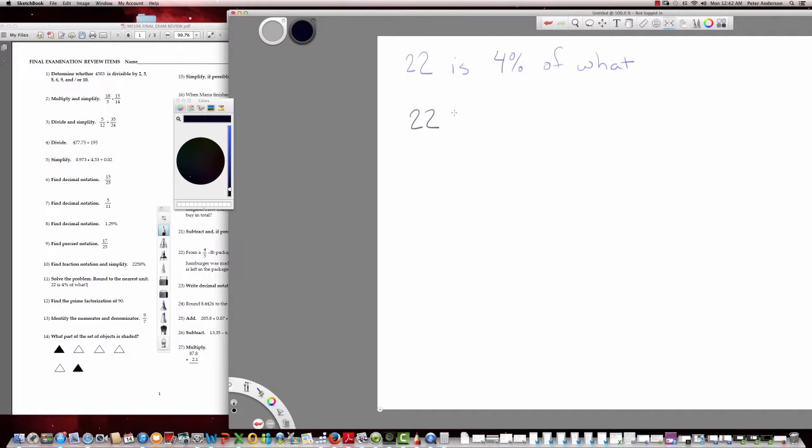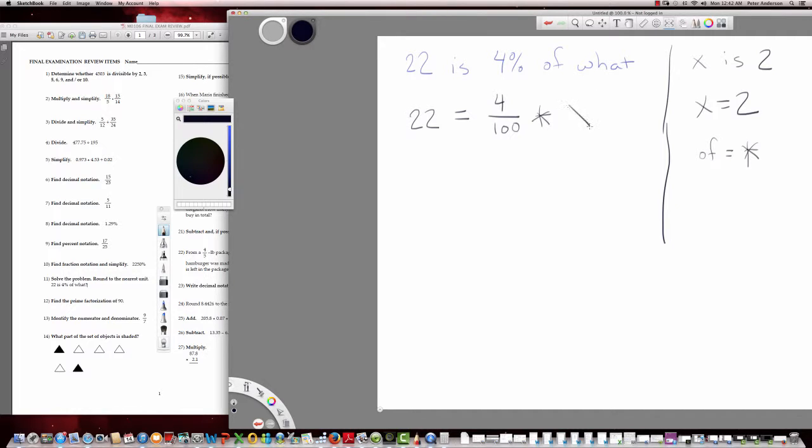22 is. What does the word is mean? Well, take a typical math statement and just try to figure it out. A typical math statement would be x is 2, right? What does that mean? It means just x equals 2. So is just means equal. 4%, 4 out of 100. What does the word of mean? Of means to multiply.